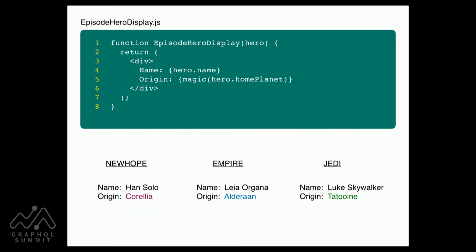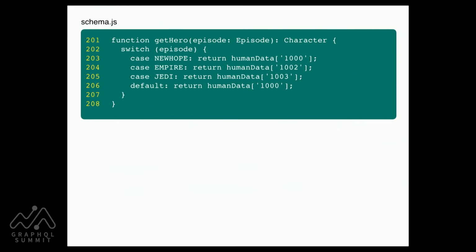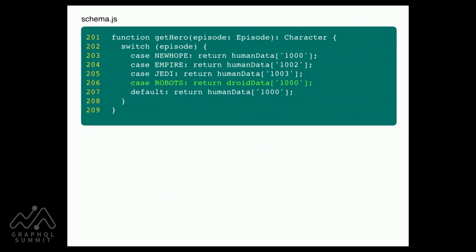But we made a mistake here, right? Because in our backend, we had actually said that this resolver returns any sort of character, right? And humans aren't the only kinds of characters. So if someone came in and modified this resolver to return a droid, this wouldn't be a breaking change of any sort, but it's something that would go unnoticed.